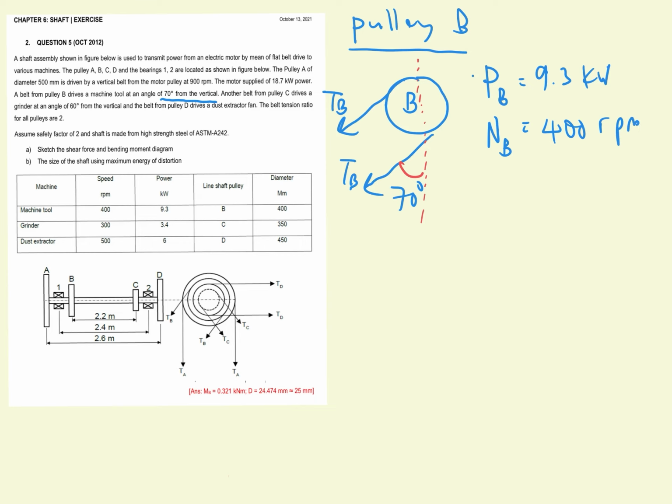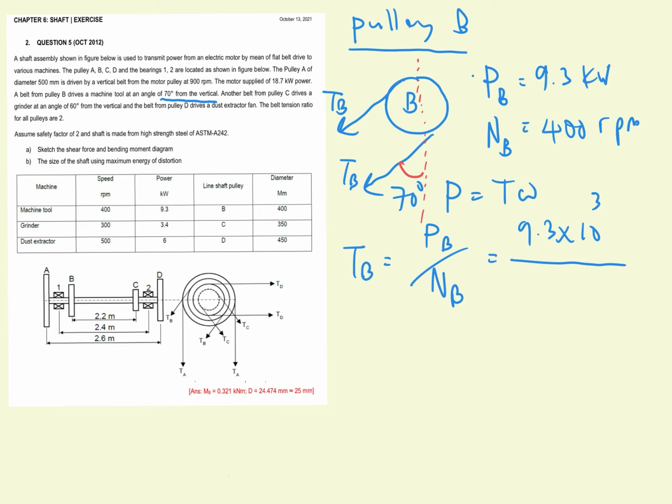400 revolutions per minute. From these two values, we can get the value of torque at pulley B. The formula of power is P = Tω. So we rearrange to find the torque at pulley B: T_B = P_B divided by ω_B. The power at pulley B is 9.3 kW, and the speed is 2π times 400 revolutions per minute divided by 60 to change into seconds.